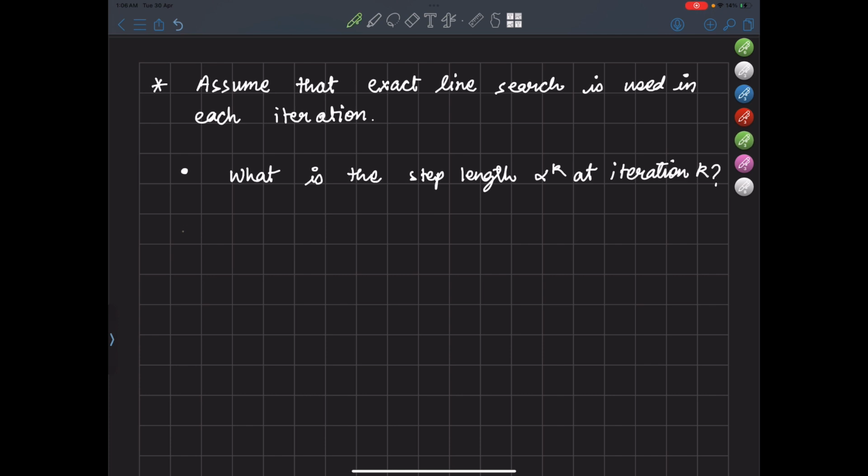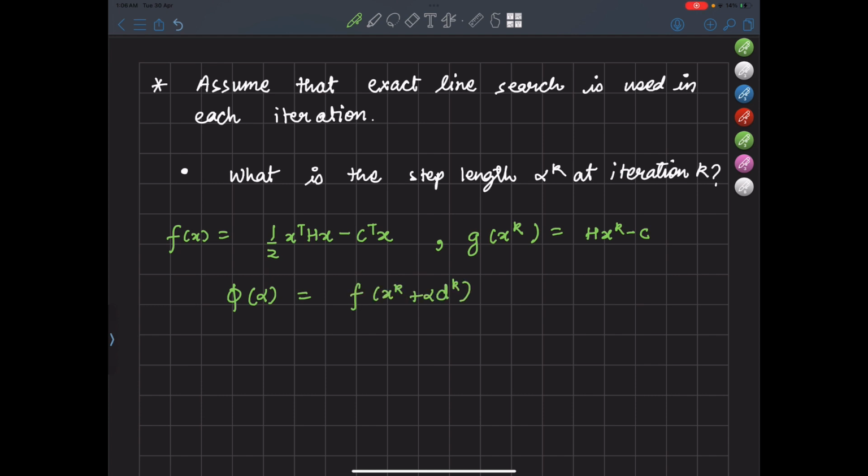So f(x) equal to half x transpose Hx minus c transpose x, and g(x_k) equal to Hx_k minus c. Now phi(alpha) is given by f(x_k plus alpha d_k), right? And because it is a steepest descent method, d_k is equal to minus g_k. So this becomes f(x_k minus alpha g_k).